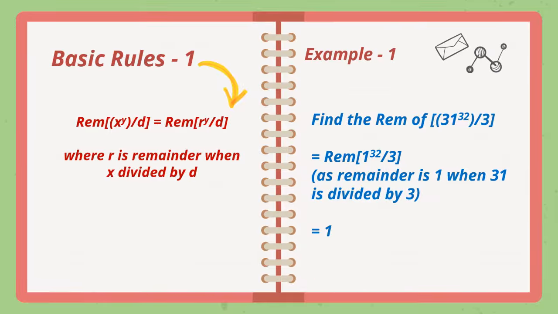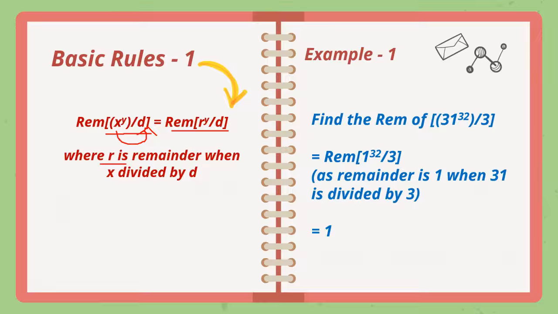The first basic rule is here. Most of you must have already known this, but still it is better to go from the beginning. I am stating this as the first rule. The remainder of x to the power y when you divide by any divisor d is nothing else but the remainder when you divide r to the power y by d, where r is the remainder when x is divided by d. That is, you divide x by d, you find the remainder, and that remainder to the power y when you divide by d, whatever remainder you get is your required remainder.